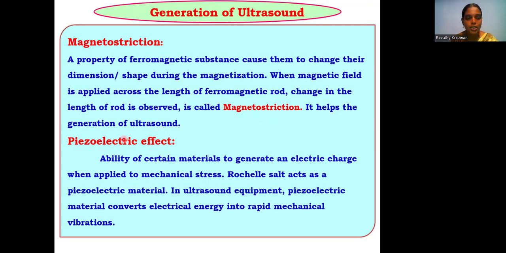So this is one of the methods of producing ultrasound, by means of magnetostriction. The second one is the piezoelectric effect. It is the ability of certain materials to generate an electric charge when subjected to mechanical stress. An example of this material is Rochelle salt. In ultrasound equipment, piezoelectric material, such as Rochelle salt, converts electrical energy into rapid mechanical vibrations. So by means of the piezoelectric effect also, we can produce ultrasound waves for making the reaction more efficient.